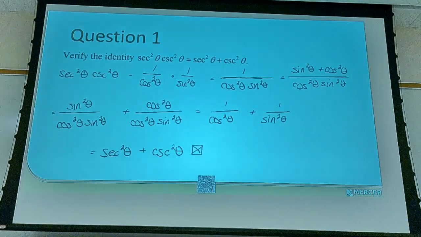Now, if it goes from the right side, follow what I just did in reverse. And if you follow that, you see that that would actually have been easier to see where it progressed, because eventually we get to sine squared plus cosine squared over, which is clearly 1. And from there you're done.